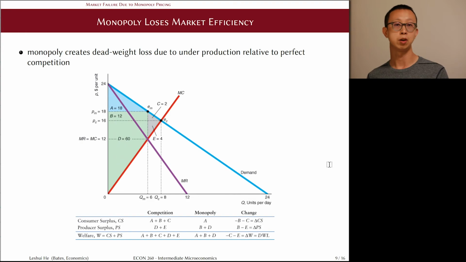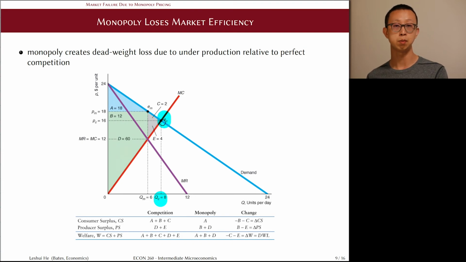Because the marginal revenue under monopoly is lower than that under perfect competition, the firm's optimal choice is to choose a lower output level. This leads to inefficiencies in the market. We see here that given the same marginal cost, a firm in the perfectly competitive market would have chosen a higher output level, QC, that corresponds to the competitive equilibrium. And the price will be equal to the marginal cost.